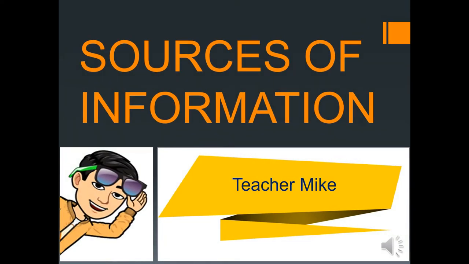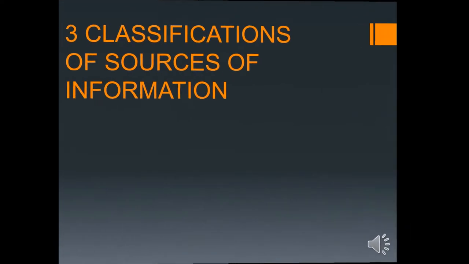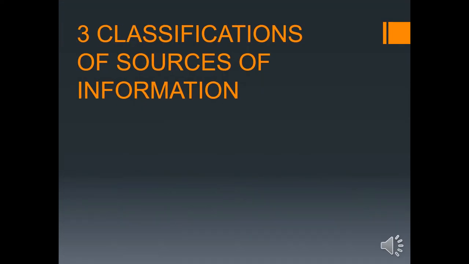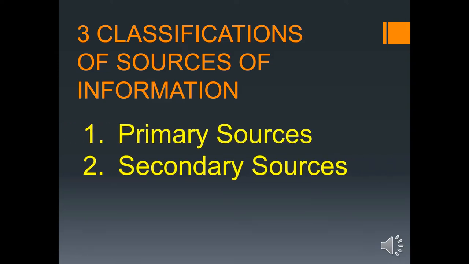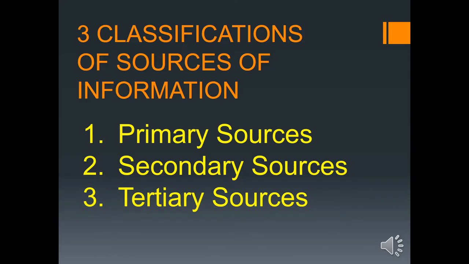Sources of information. There are three classifications of sources of information, namely primary sources, secondary sources, and tertiary sources.